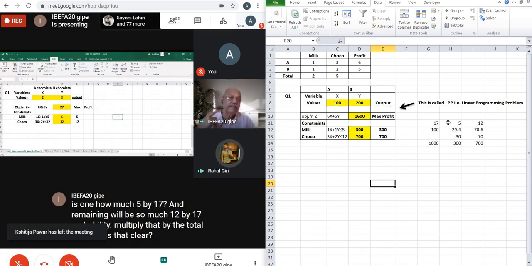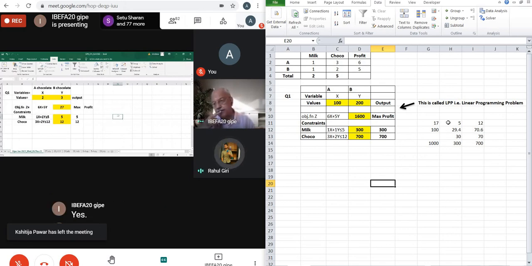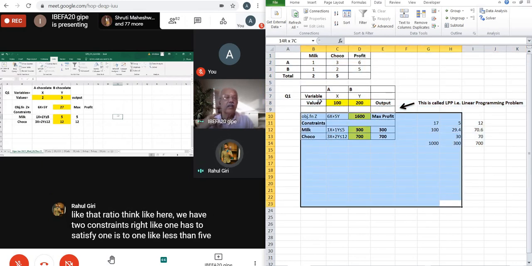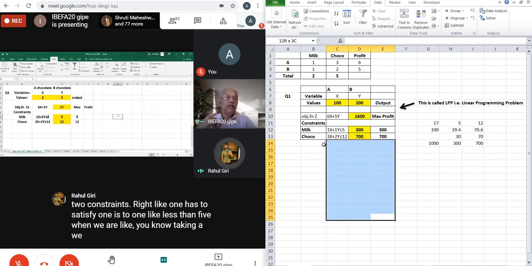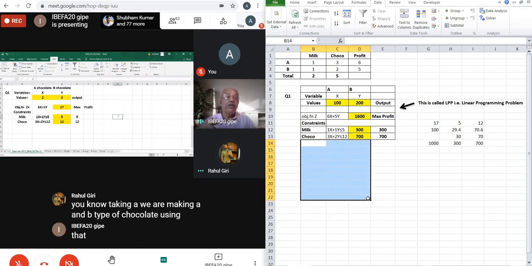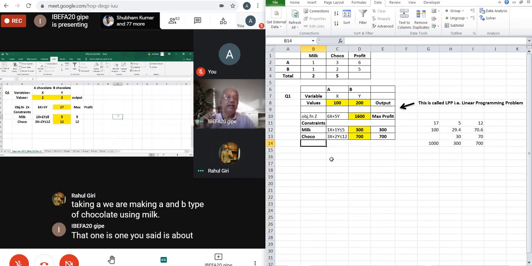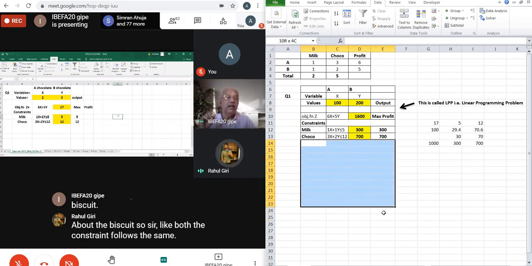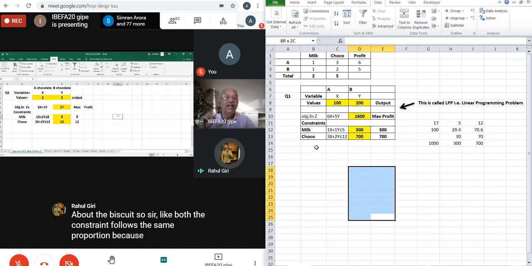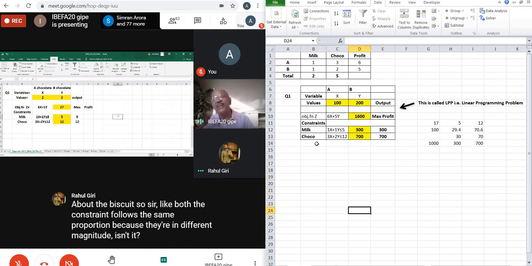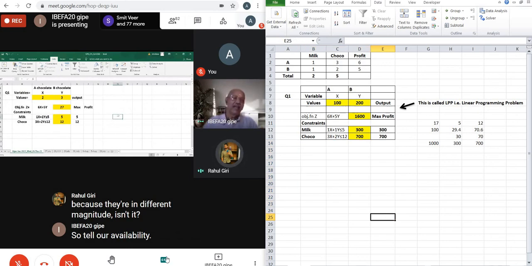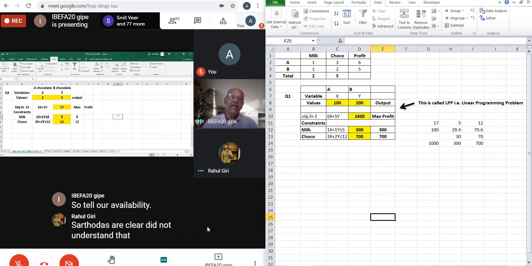Sir, I have a question. Like that ratio thing, here we have two constraints, right? Like one has to satisfy 1:1, less than 5, when we are making A and B type of chocolate. That 1:1 you said is about biscuit. Both constraints follow the same proportion because they are in different magnitude, isn't it? Total availability I am talking about. Sir, I did not understand that part. That is what I said.